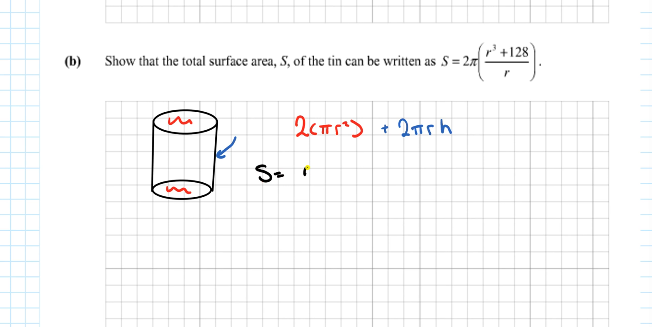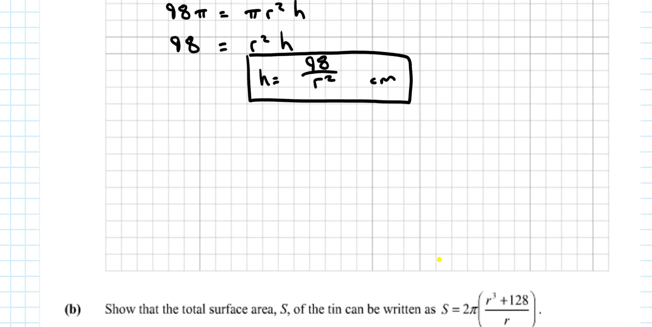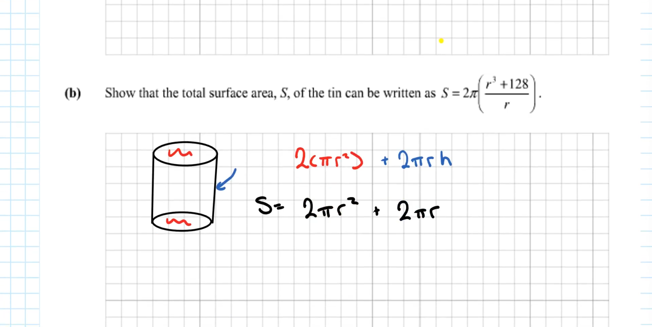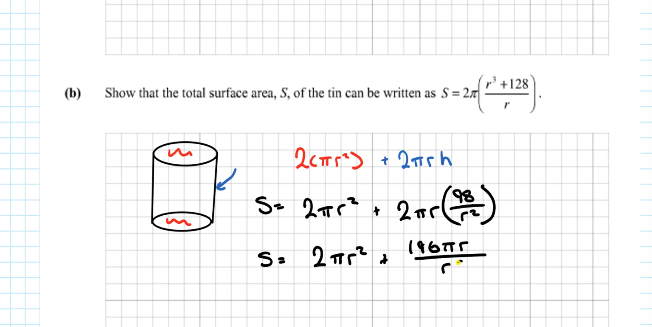So S is equal to 2 pi R squared plus 2 pi R H. And what was the H from the previous question? 98 over R squared. So S is equal to 2 pi R squared plus, 98 times 2 is 196, 196 pi R over R squared.